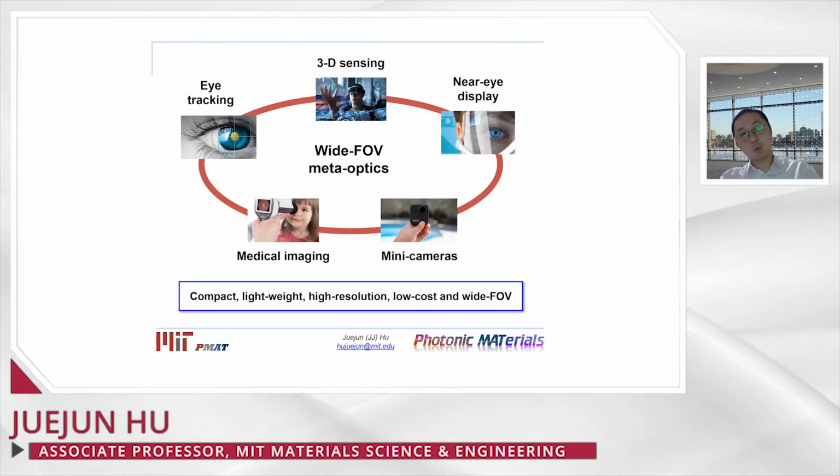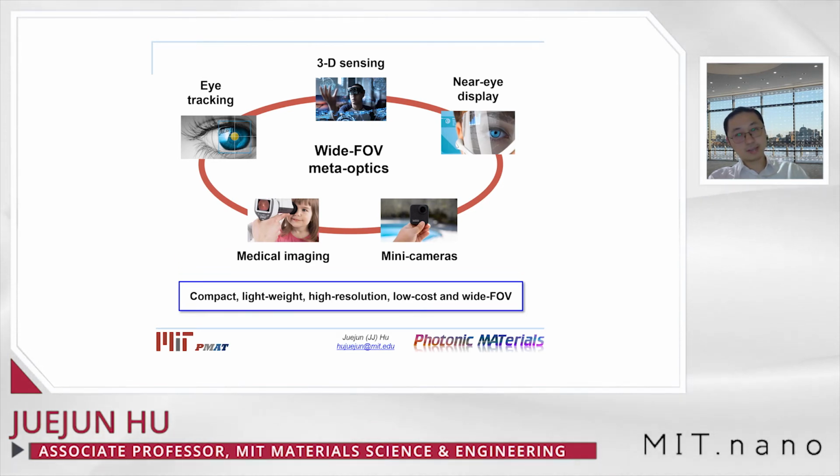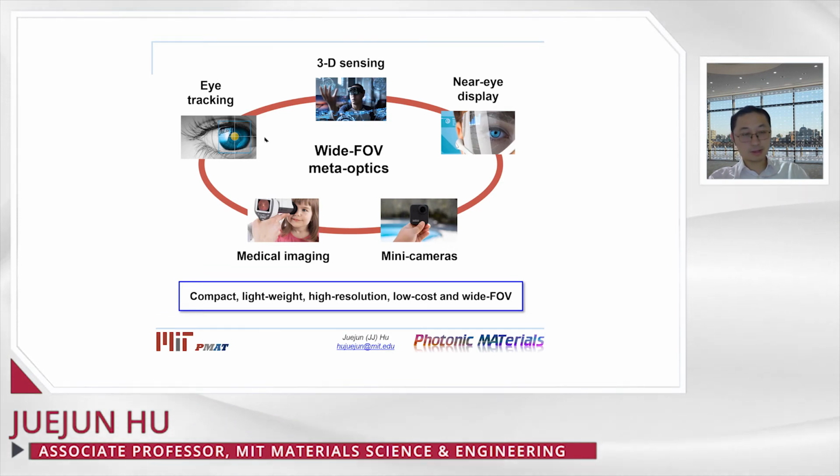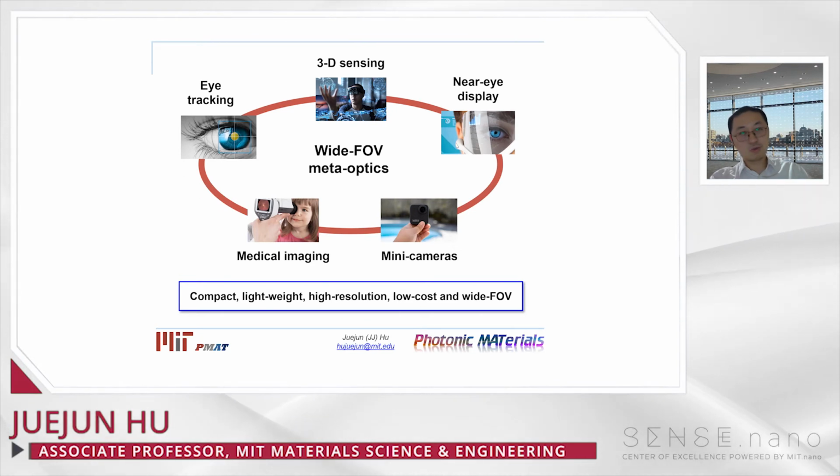So now let's take a look at what the applications of this meta lens technology are. It can be used as a powerful imaging instrument, and also because of the reciprocity principle in optics, we can use the meta lens in the reverse manner as a way to realize wide-angle image projection. That's why we foresee that this technology can be very useful for applications ranging from 3D sensing to eye tracking and near-eye display.